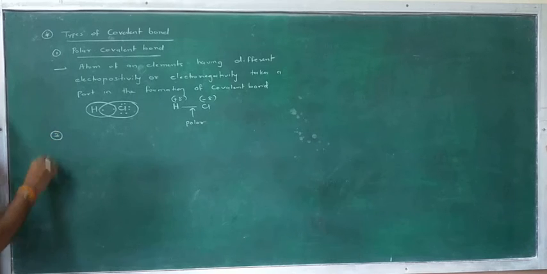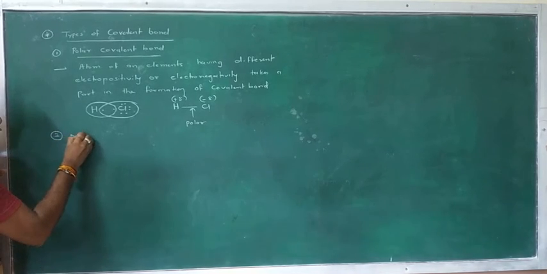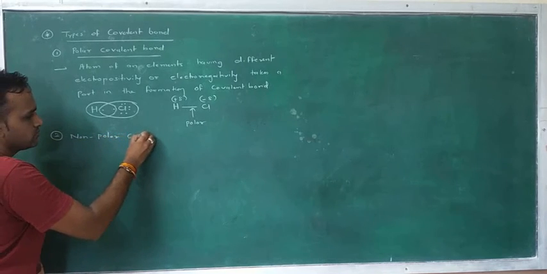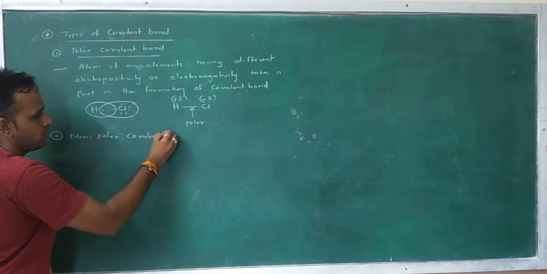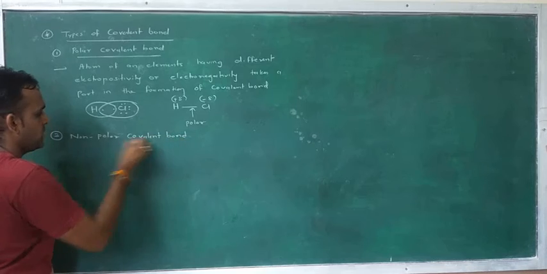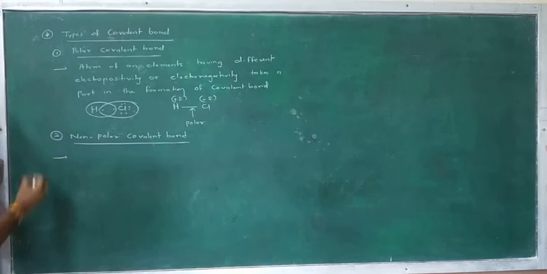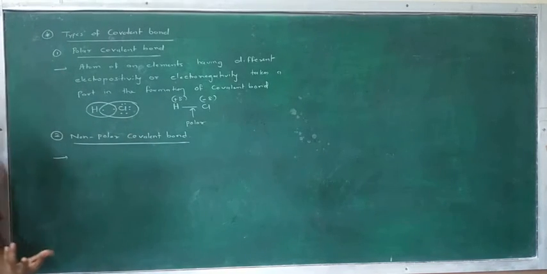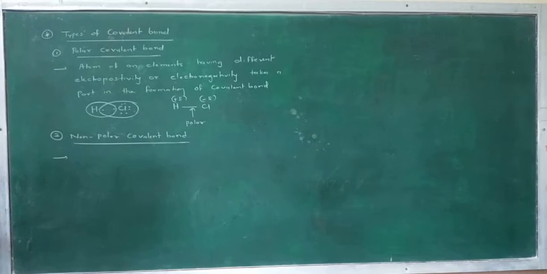Then the second one, that you can say, is the non-polar covalent bond. Now, what do you understand about the non-polar? We can say when a covalent bond is formed by sharing of electrons of atoms of the same element, then the bond is said to be the non-polar covalent bond.